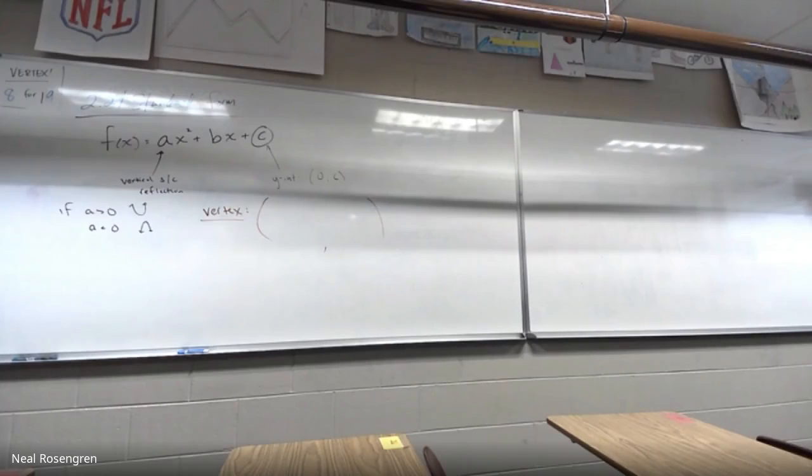Now, how do we do it? Because h and k are not in there, and that's what we're trying to figure out. What is the h value? What's the k value of the vertex? This is where a little bit of work comes in to get there.